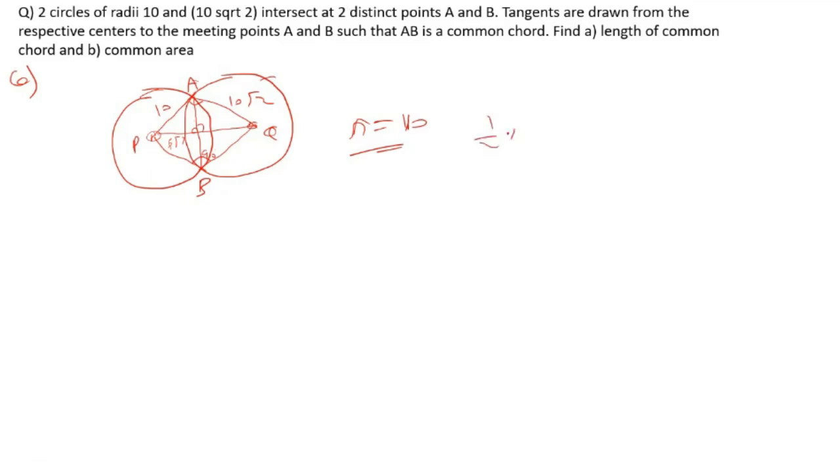Like half into 10 into 10 root 2 would be equal to half into base. The base you did calculate correctly by Pythagoras as 10 root 3, and then the height. So this would have given you the height, and 2h is your answer, right? So cool. So that's correct.